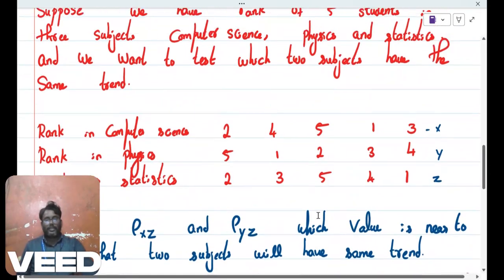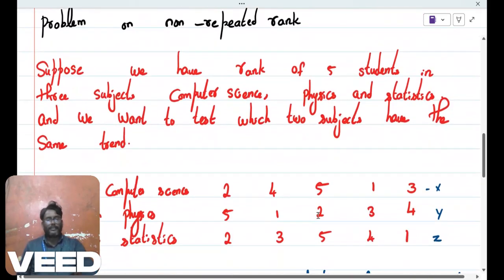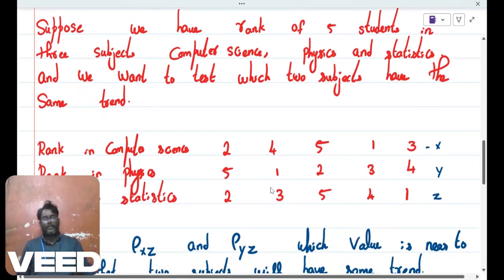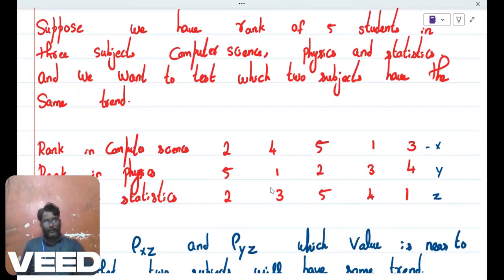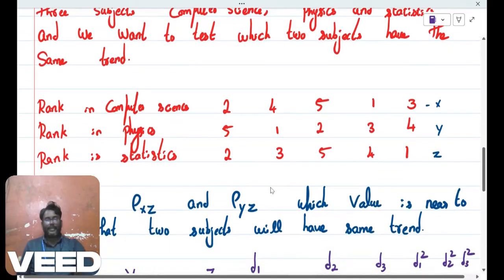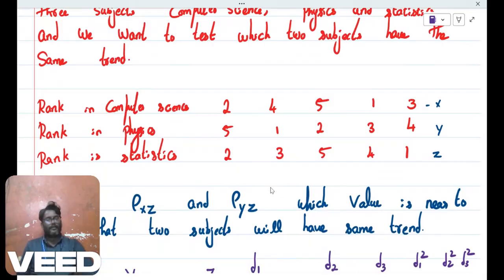So here three subjects, five students, and their rank distributions were given. The five students got the rank in computer science as 2, 4, 5, 1, 3. The rank in physics for the corresponding students will be 5, 1, 2, 3, 4. Similarly, the same students' ranks in statistics will be 2, 3, 5, 4, 1. So rank for computer science I am taking as x, rank for physics as y, and rank for statistics as z.